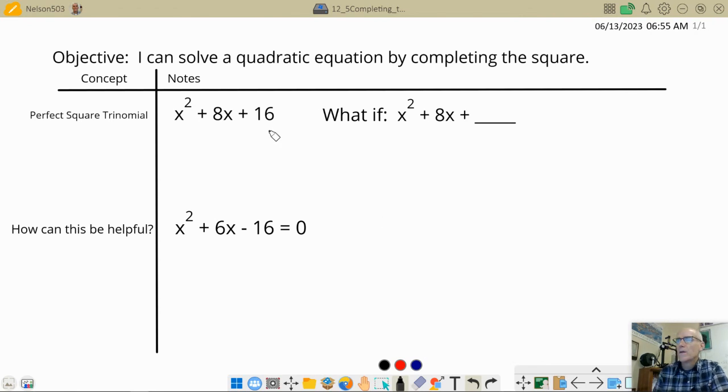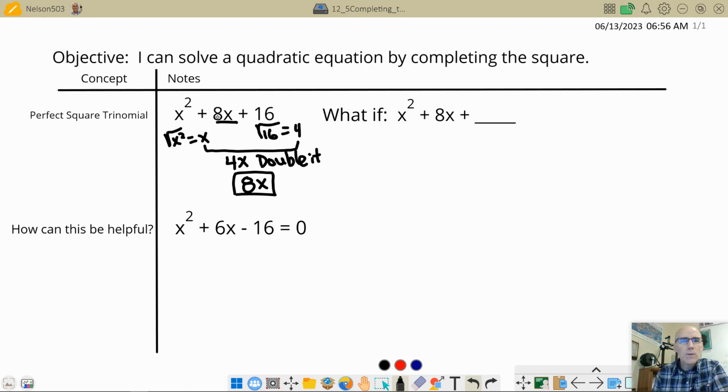Okay, here we go. So, what is a perfect square again? It's where you can take the square root of this guy right here. So, if I take the square root of 16, I get 4. If I take the square root of x squared, I get x. If I multiply these two together and double that, we get 8x. 8x is the middle term, right?